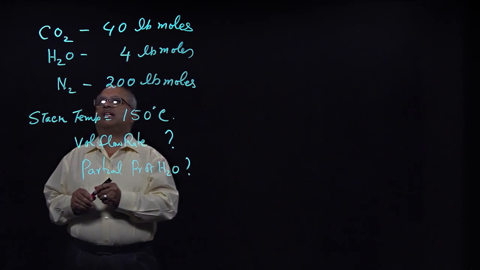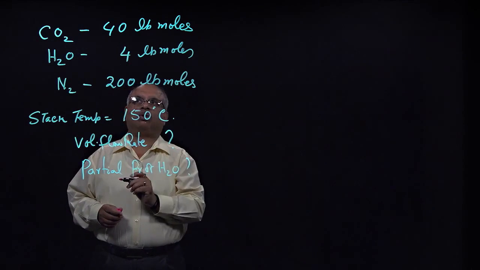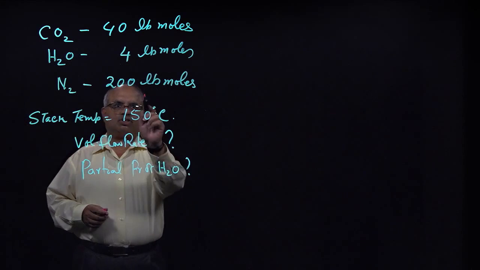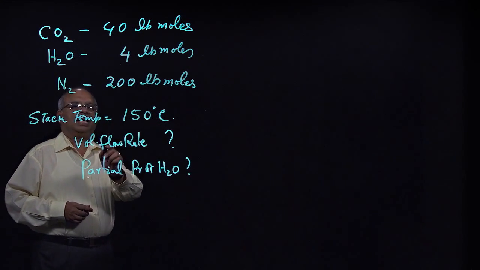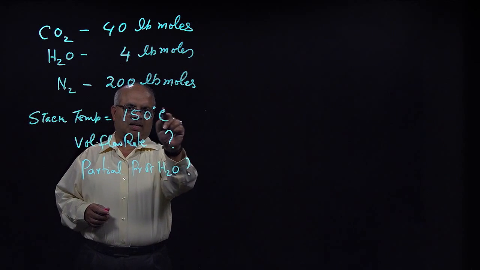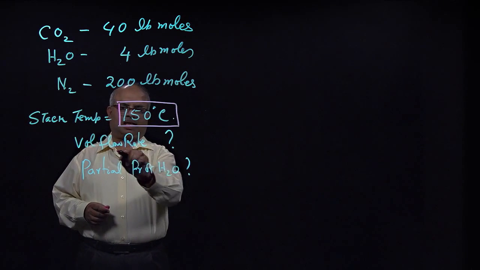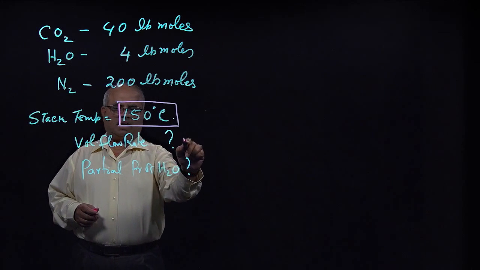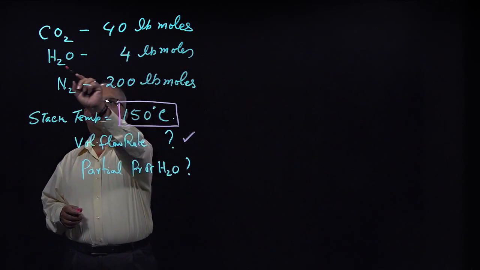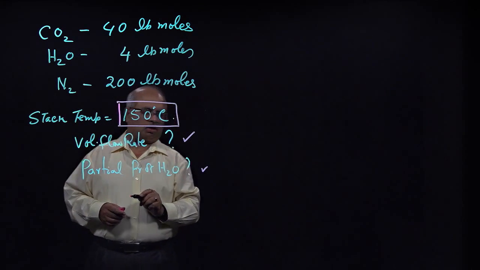The problem states that in a mixture, there is CO2, which is 40 moles, and water vapor 4 moles, and nitrogen is 200 pound moles, and this gas is leaving the stack at 150 degrees Celsius. We are asked to calculate the volumetric flow rate and also the partial pressure of water vapor in this mixture. These are our objectives.